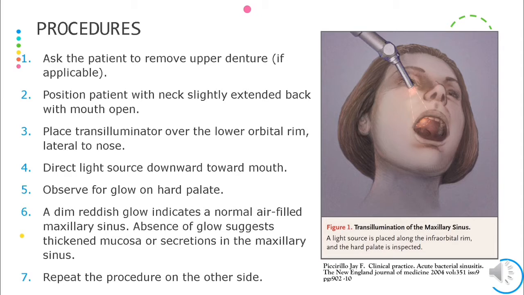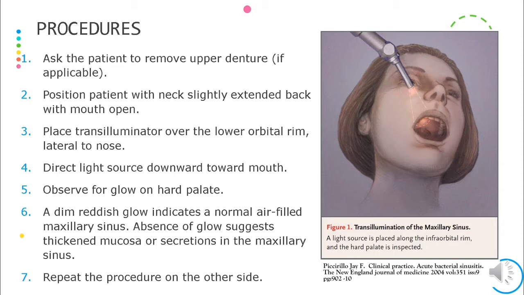First, ask the patient to remove the upper denture if the patient is wearing any denture. Next, position the patient with the neck slightly extended back and mouth open and place the transilluminator over the lower orbital rim lateral to the nose as shown in the picture, and direct the light source downward towards the mouth. Observe for glow on the hard palate. When there is a dim reddish glow, it indicates that the maxillary sinuses are normal and air-filled.